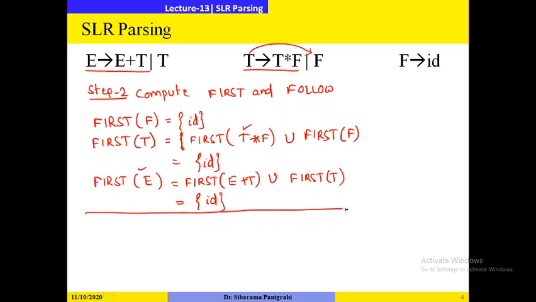Next let me compute the follow. First I will compute the follow of E. Here E is the start symbol, so dollar will be present in the follow of E. Union, while computing follow, we have to look at the right hand side of the productions where it contains E. This is a production E gives E plus T where the right hand side contains E. So follow of E is union first of rest, that is first of plus T. First of plus T you will get plus. So here you will get dollar comma plus.